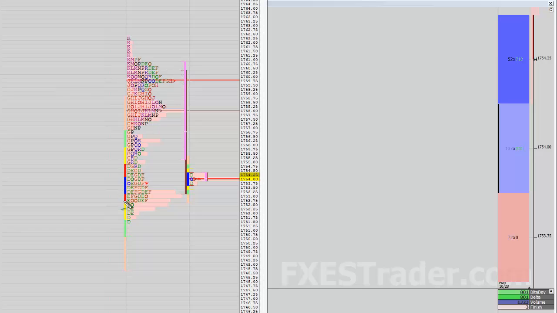The red bar on the far left hand side here is the initial balance, which we don't pay as much attention to in Globex obviously. The initial balance area is measured in my profile from 9:30 to 10:30 New York time, essentially grabbing the first hour of the pit session trade, and we use that for a fair amount of setups as we go forward.